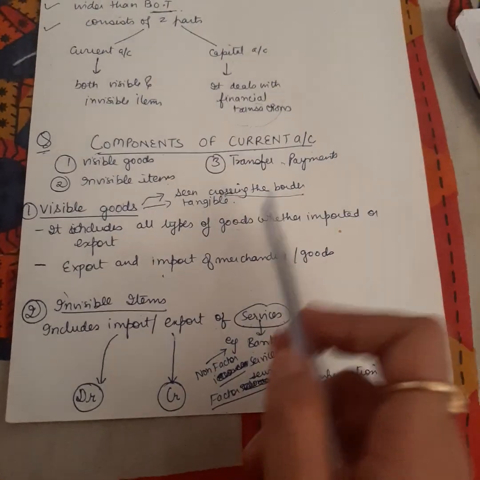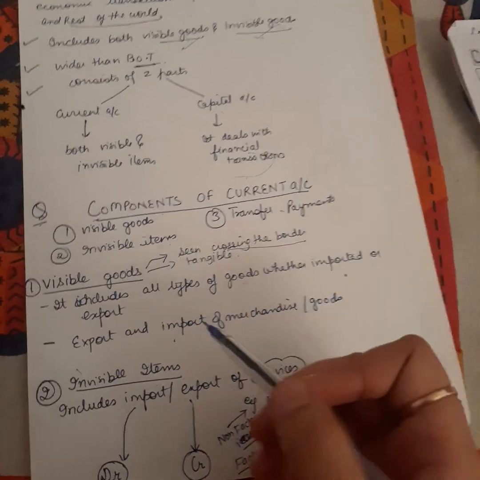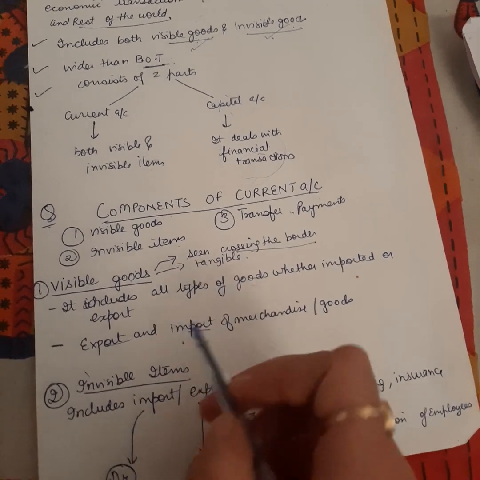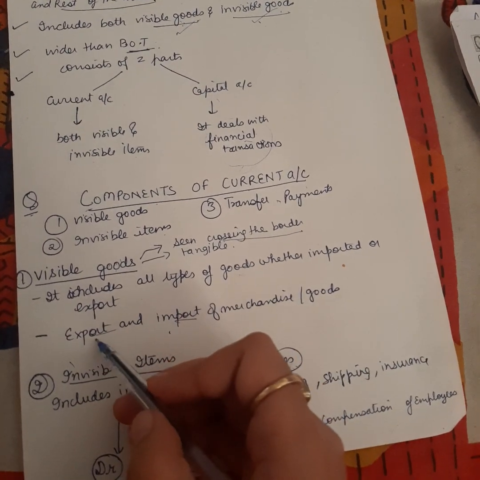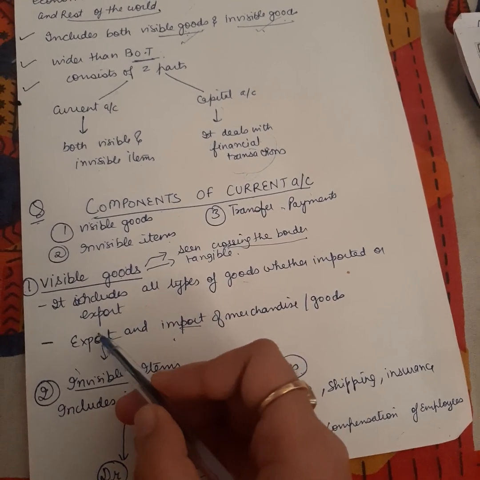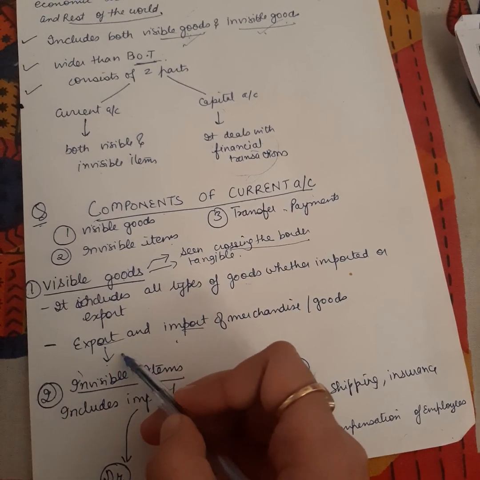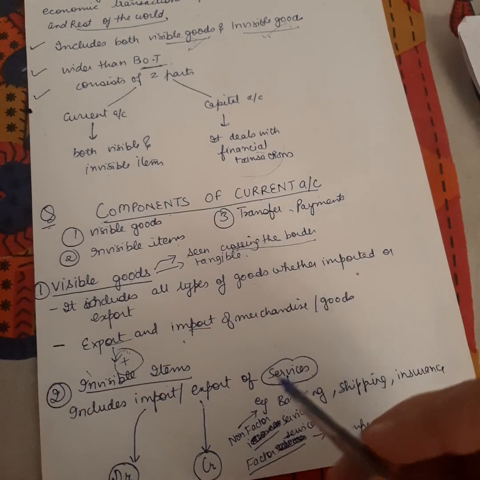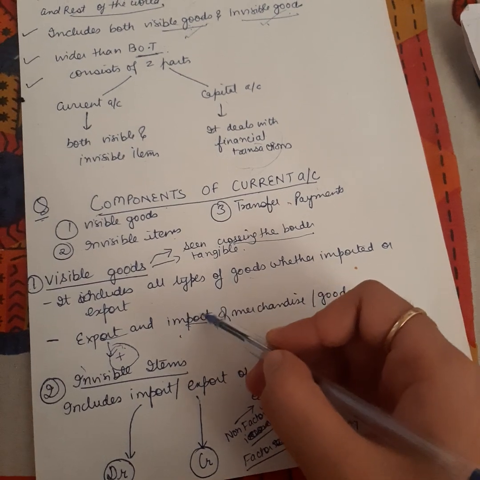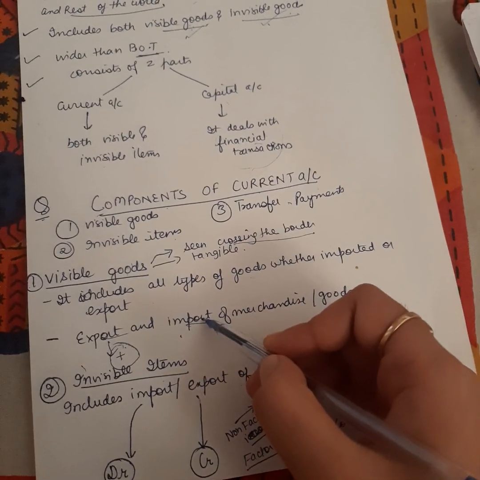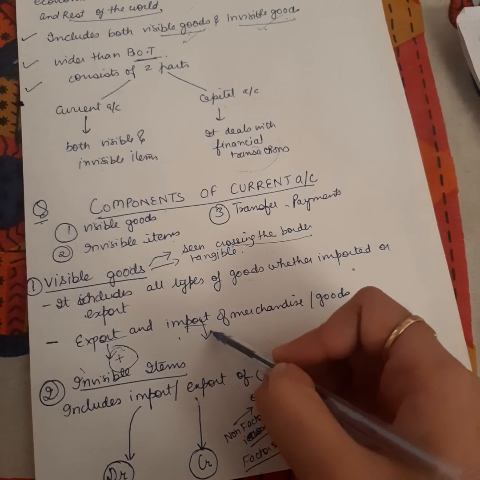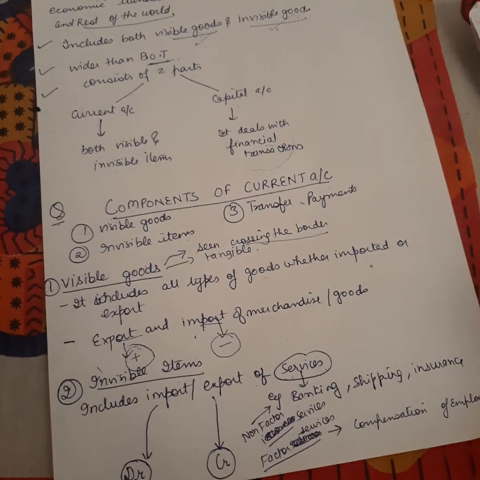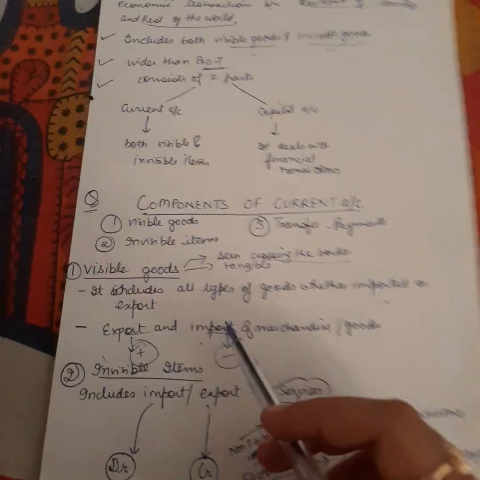Okay, now let's move back over here. Visible goods. I said there are two components of visible goods: export of visible goods and import of visible goods. You are going to earn from export of the goods, so it will be entered on the positive side. And you are going to pay on account of import of goods, so it will be entered on the negative side. Understood?